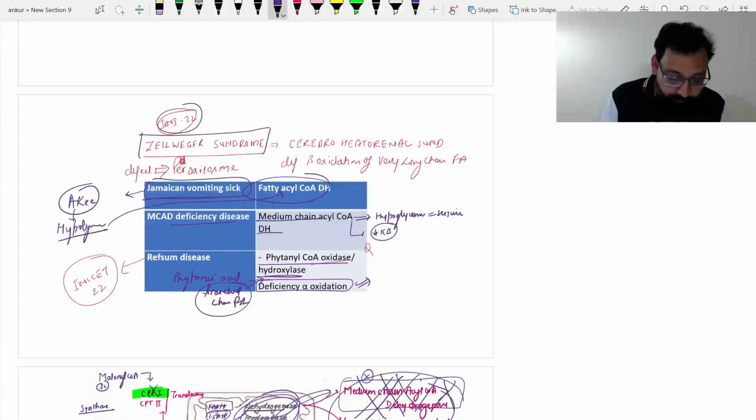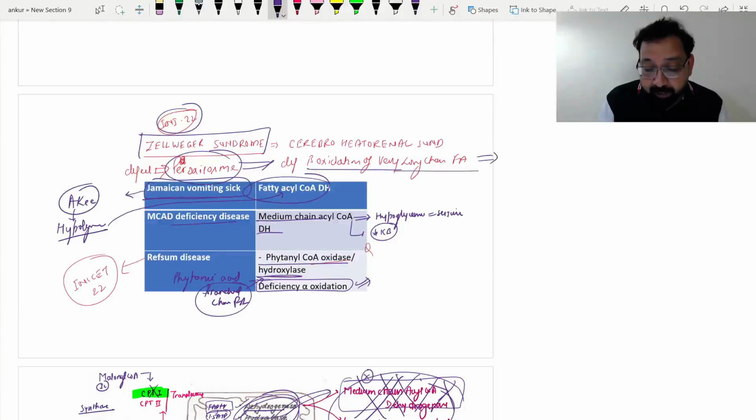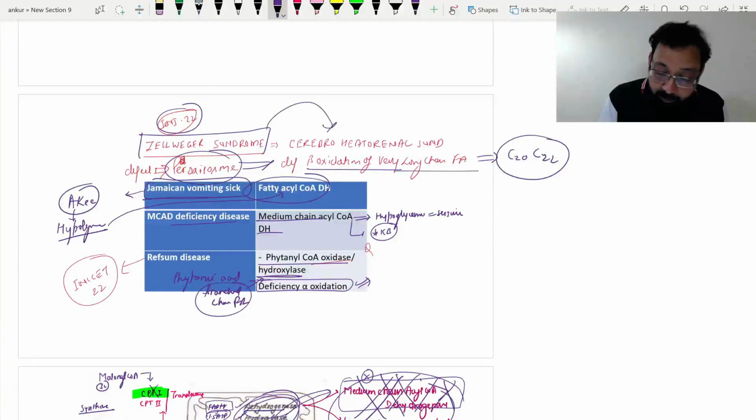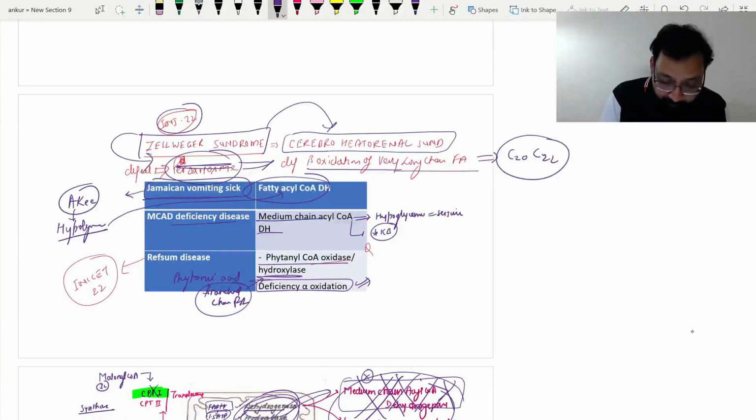INICET 2022. Zellweger syndrome, defect in peroxisome. Peroxisome is responsible for the beta oxidation of very long chain fatty acids, C22 and above. This Zellweger syndrome is also called cerebrohepatorenal syndrome. The question was asked on peroxisome defect and peroxisome in Zellweger syndrome.